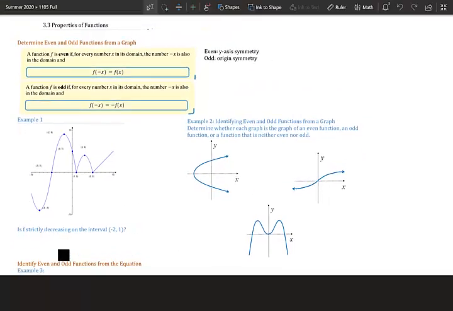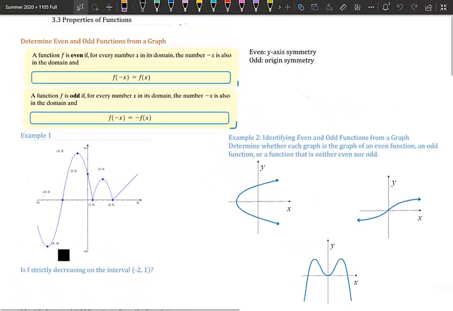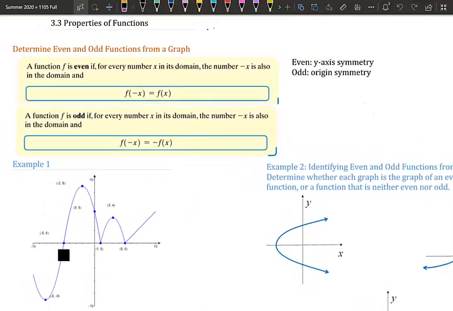3.3 Properties of Functions. We're going to talk about symmetry again today. So if you weren't too confident on symmetry back in chapter 2, go back to chapter 2.2 and revisit symmetry again, okay? Alright, so determine even and odd functions. Later on in math, we'll break down more and more what even and odd functions mean and why they're important to know and what they tell us about a function.